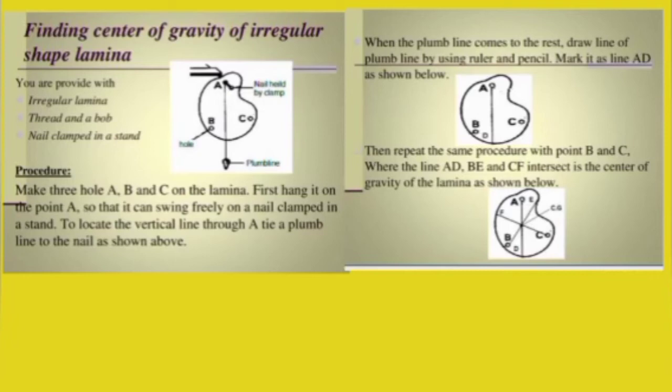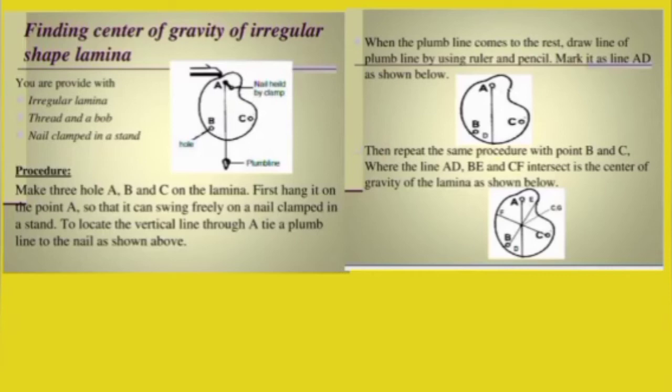Now, finding the center of gravity of an irregular shape, e.g. a lamina, you perforate it. That is to say, you are provided with an irregular lamina, thread and a bulb, nail clamped in a stand. Procedure: make 3 hole perforations A, B and C on the lamina. First hang it on the point A. So we hang a thread with a plumb line on the nail at A so that it can swing freely on a nail clamped in a stand.